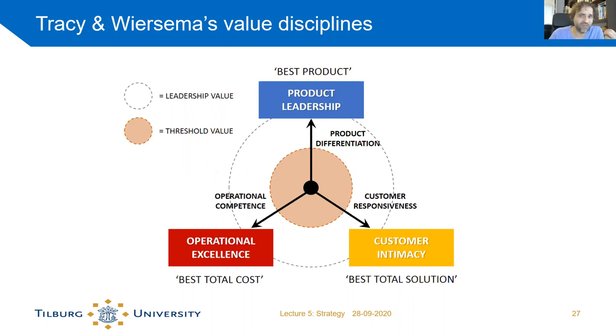It gives you leadership value. So this is what you should have: a basic level of operational excellence, customer intimacy, and product differentiation or leadership. But anything more, you should choose between those three. And that's what gives you leadership value. So basically what makes you more competitive.